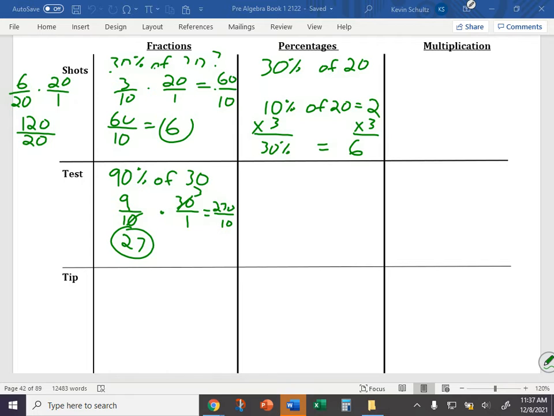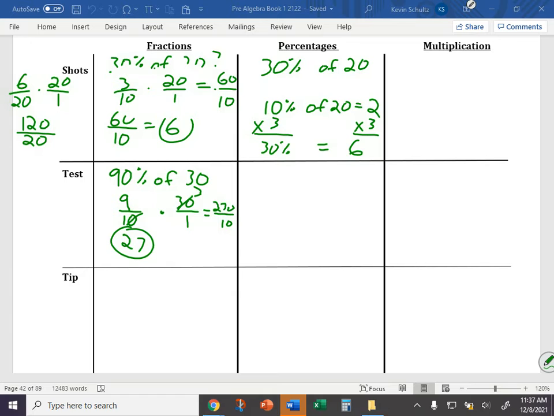So the percentages method, and again, this was mental. We didn't use any calculators here. But because this 30% ended in a 0, we can break it down to what's 10%, what goes into 20 10 times, and then work our way up to our 30%.